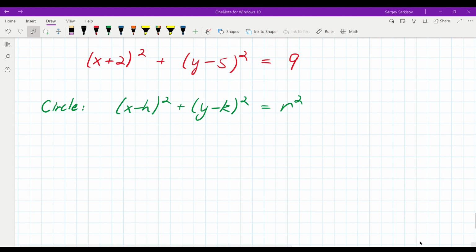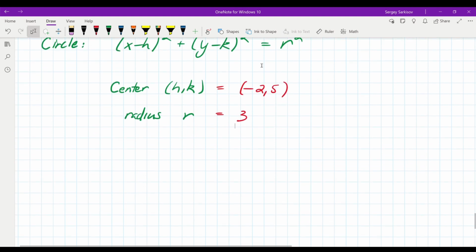So the center is h comma k, right? And the radius is r. So for us, the center is negative 2 comma 5, and the radius is the square root of 9, which is 3. Y'all see that? And let's graph it. It's pretty easy to graph now, right?